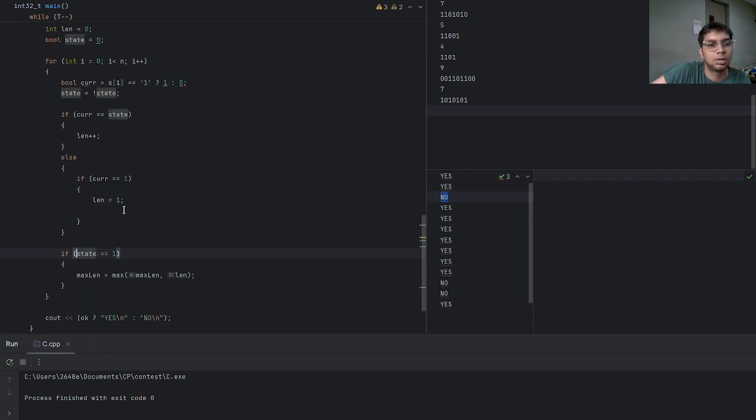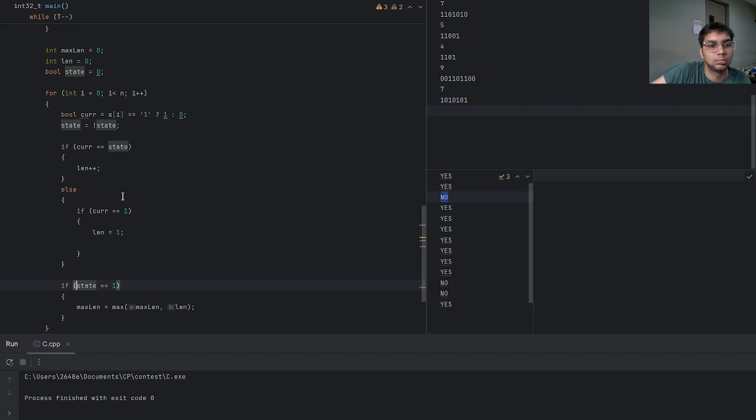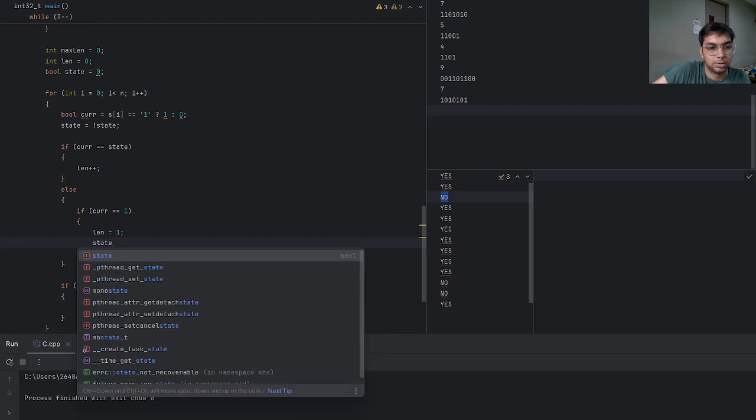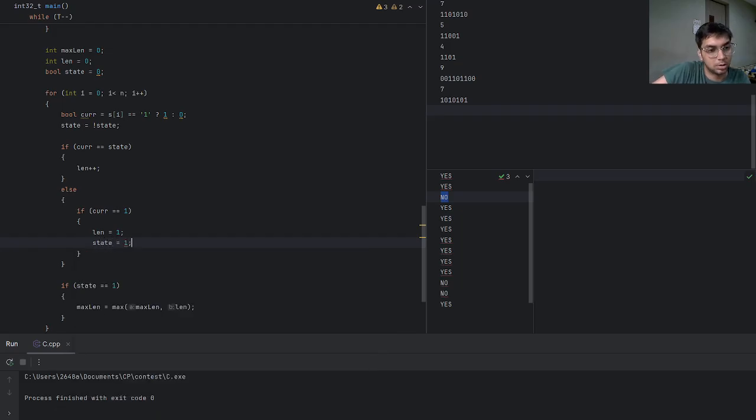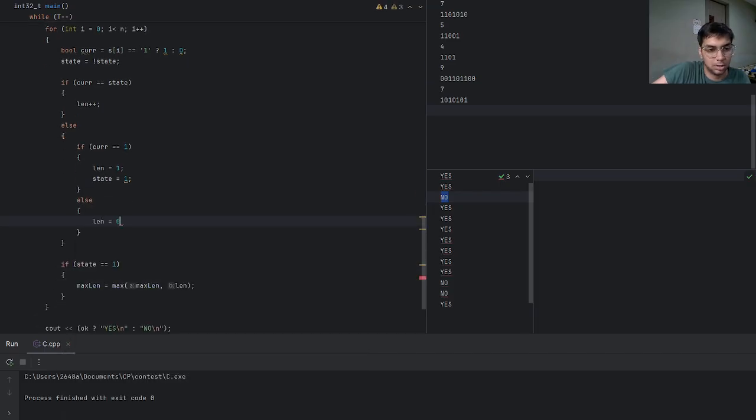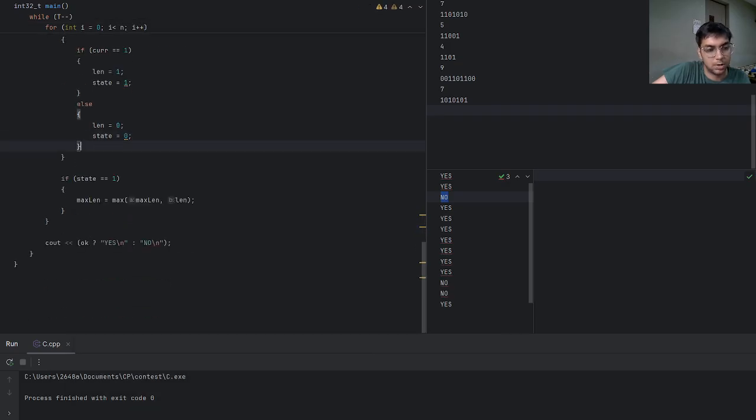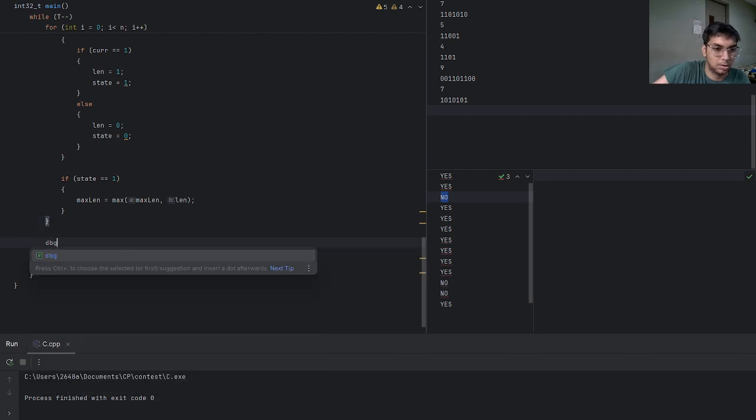Also, if current is 1, then length is also 1, and state is also 1. But अगर current 1 नहीं है, length is 0, state is 0. Just take the max length.